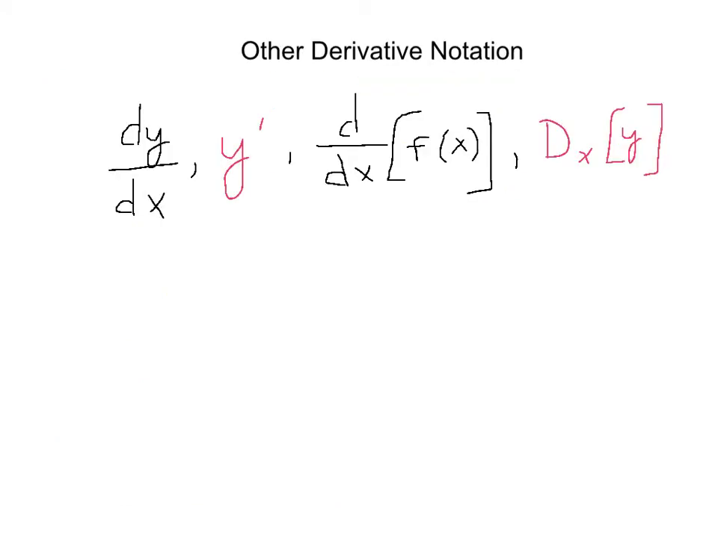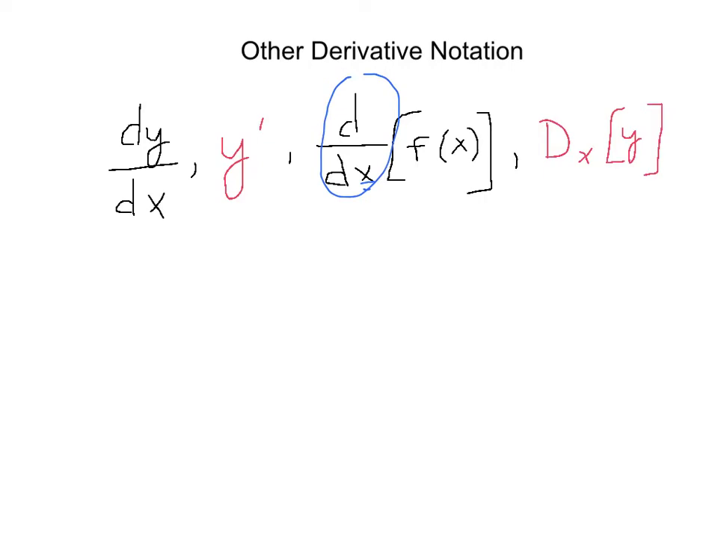All right. These are all just some other notations that are used to represent the derivative. dy over dx, the derivative of y with respect to x, y prime. Sometimes we write functions as y equals instead of f of x equals. d dx of f of x, again, the derivative of f of x with respect to x.